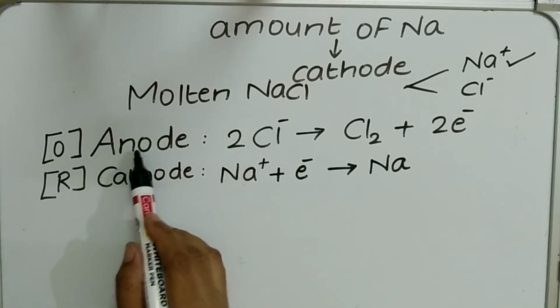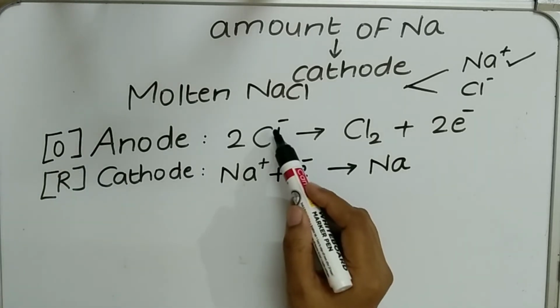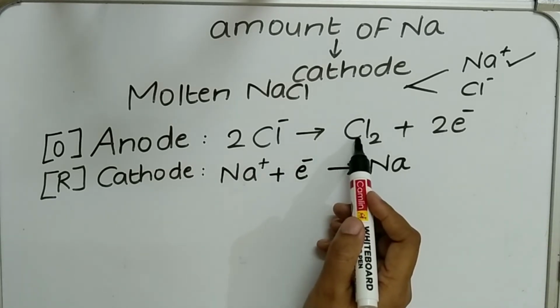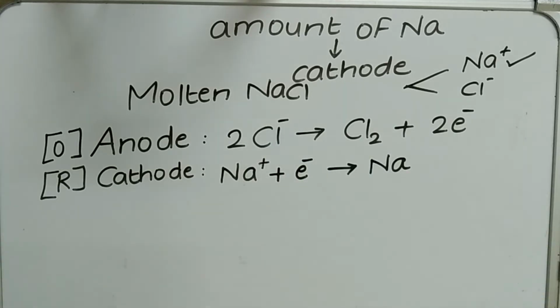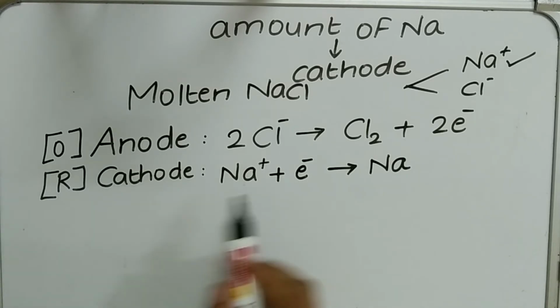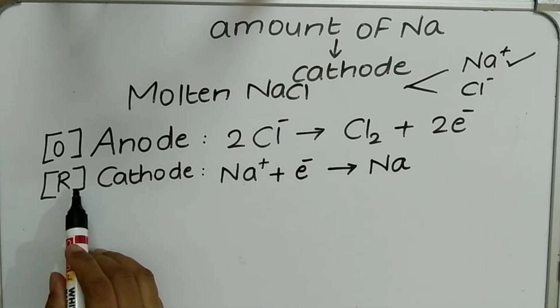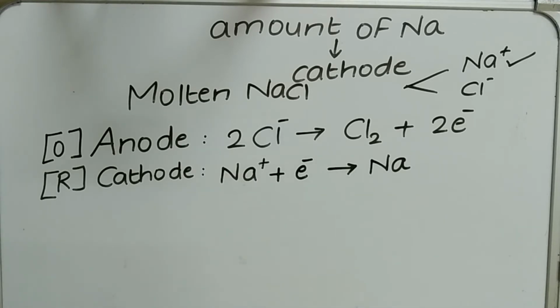Now at anode oxidation takes place, that means loss of electrons. So I have written here Cl minus, Cl2 and 2 electrons. I have balanced the atoms here, Cl2, and 2 minus charge on both sides. At cathode, sodium plus ions will gain electrons, because reduction means gain of electrons, and they get reduced to sodium. Now our question is the amount of sodium we have to find. We know the product is sodium, but what amount of sodium is deposited?